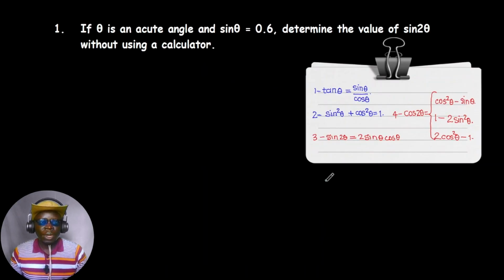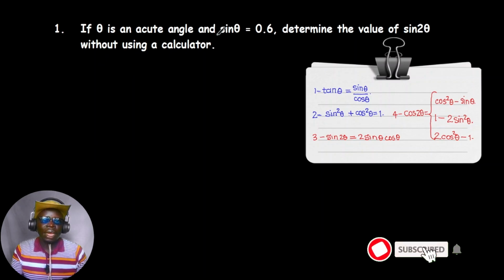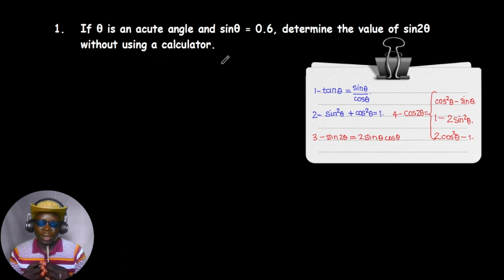Okay, for question number 1, we have it here. It says if theta is an acute angle and sine theta equals 0.6, determine the value of sine 2 theta without using a calculator. And definitely, when you get this instruction without using a calculator, your mind will be thinking of special angles. But for now, when we look at what we have here, we don't have the right angle, but we have a double angle. Then this will quickly refer to your grade 12 identities.